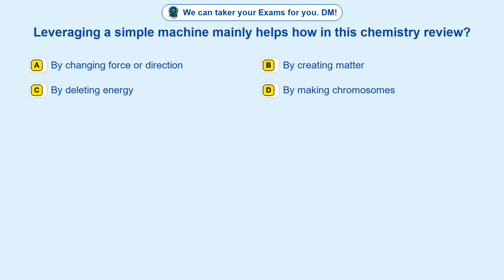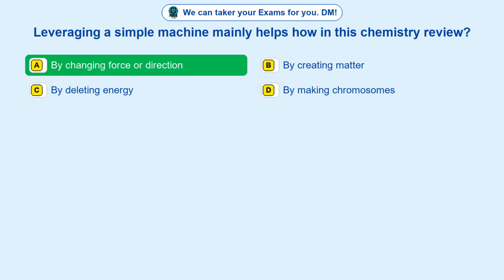Question 63. Leveraging a simple machine mainly helps how in this chemistry review? Option A, by changing force or direction. Option B, by creating matter. Option C, by deleting energy. Option D, by making chromosomes. The correct answer is option A, by changing force or direction.